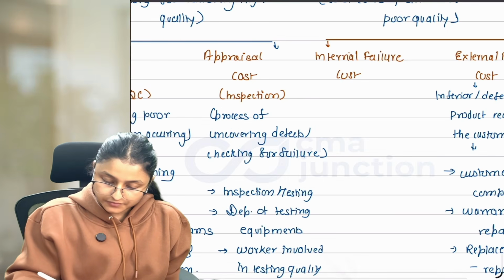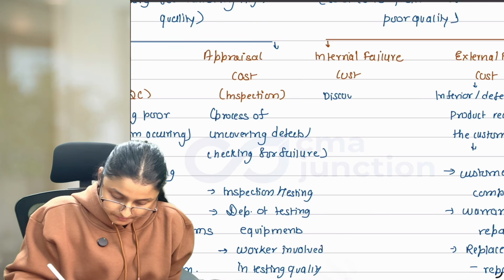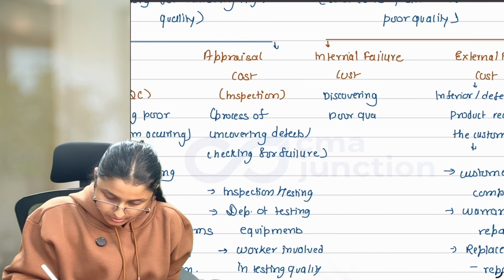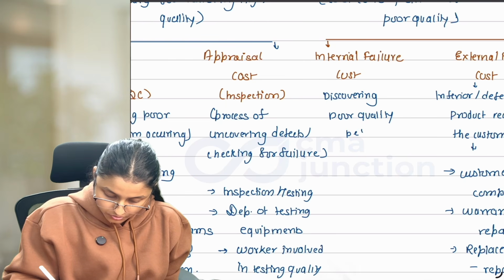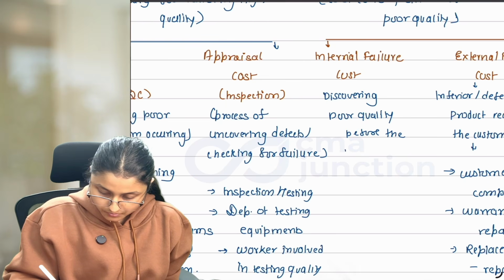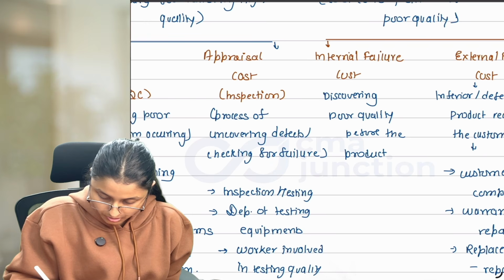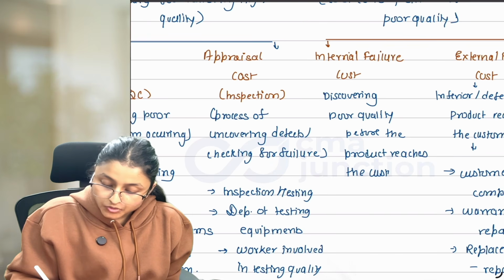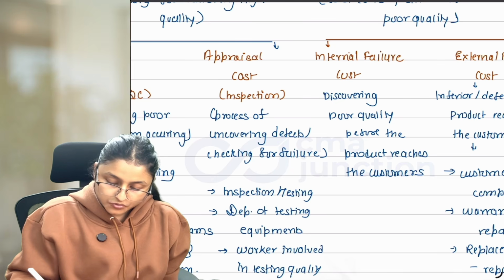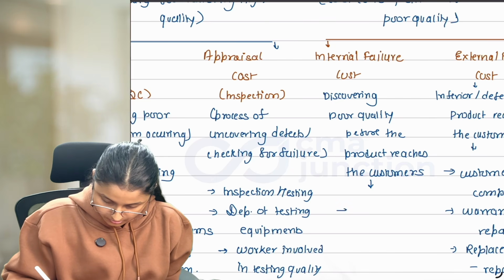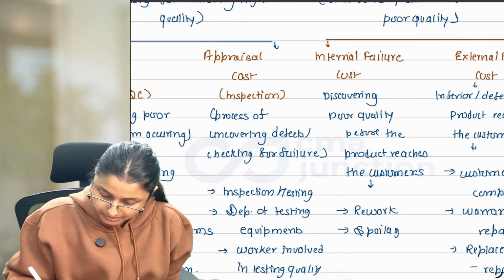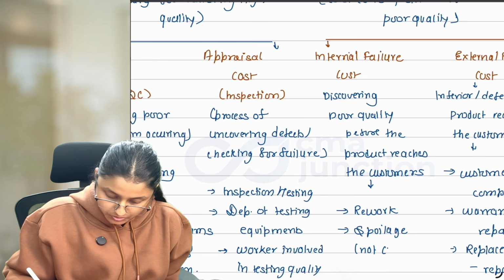Next is internal failure cost, which is about discovering poor quality before the product reaches the customer. So we found out that there is a defect. Now what to do with it? We might rework the defective product, or if it can't be corrected, then it will be treated as spoilage.